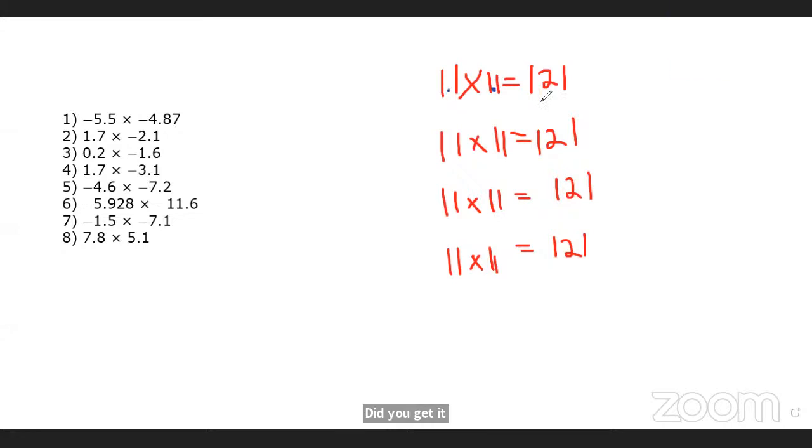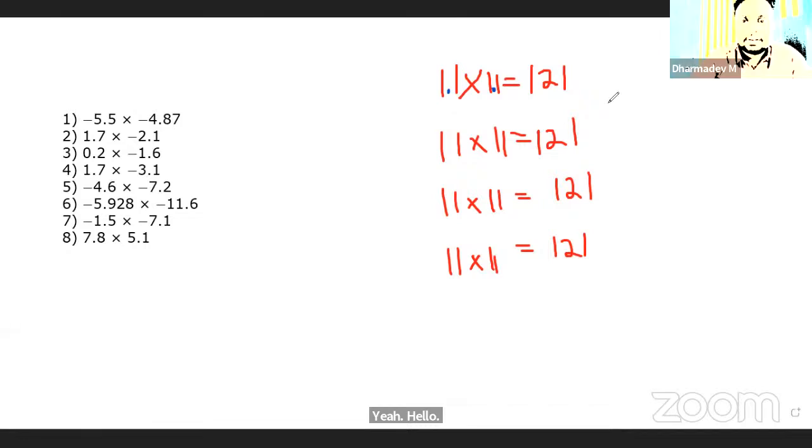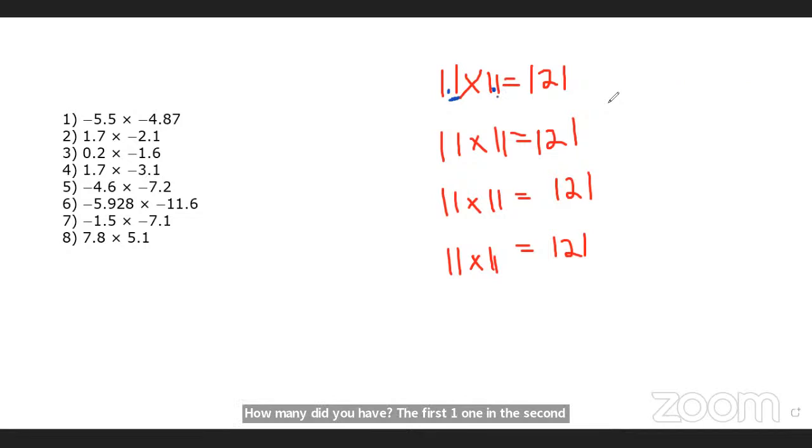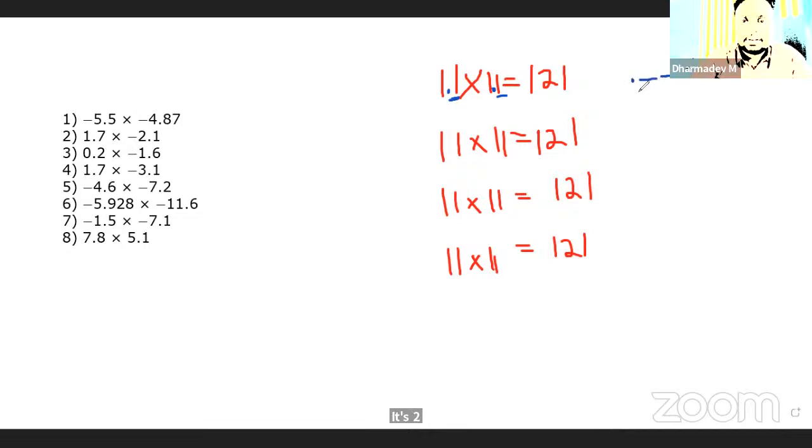So now, in the first question, after the decimal point, how many digits are there? In the first one, 1. In the second one, 1. So total? It's 2. So after the decimal point, I should have 2 numbers. Did you get it? Yes, sir. So here 1, 2. My decimal point should be here. That's it.